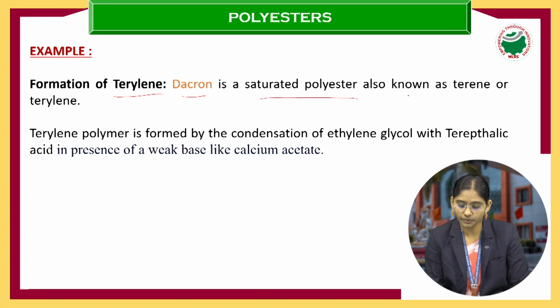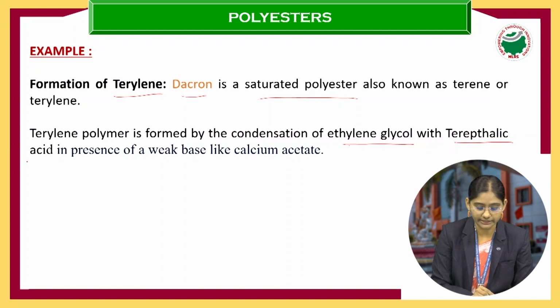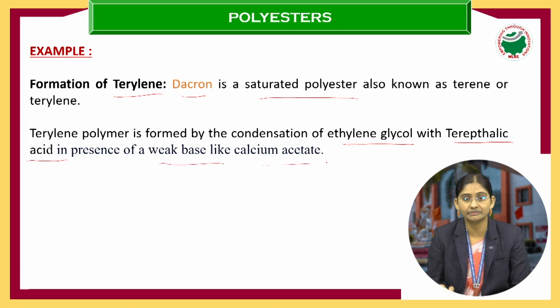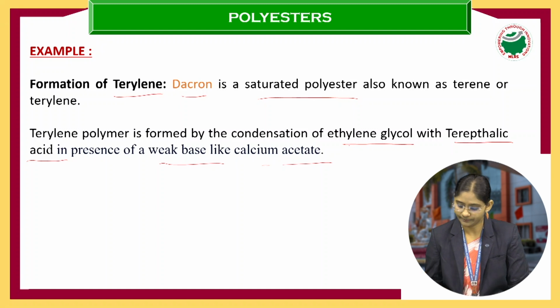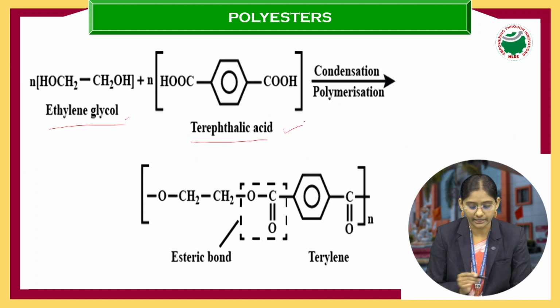It is a saturated polyester. It is also known as terene or terylene, whatever. Okay, and this terylene polymer is formed by the condensation of ethylene glycol and terephthalic acid in the presence of a weak base like calcium acetate. Now we'll see this reaction, how this terylene is formed, that is how this polyester is formed in the reaction. Now we will see the reaction of ethylene glycol and terephthalic acid.